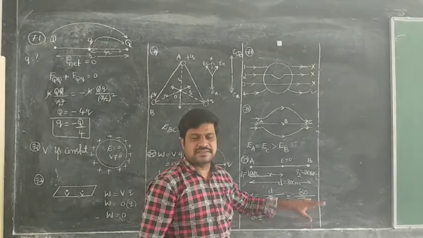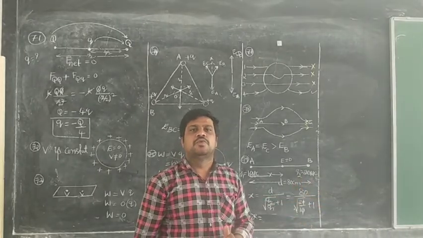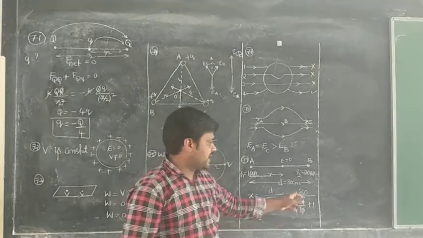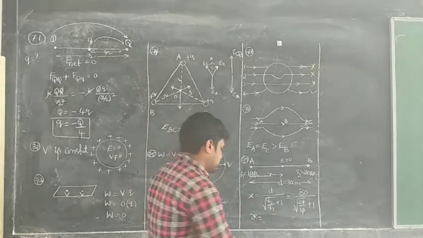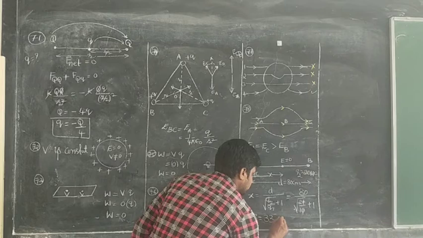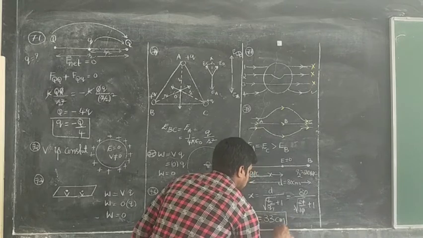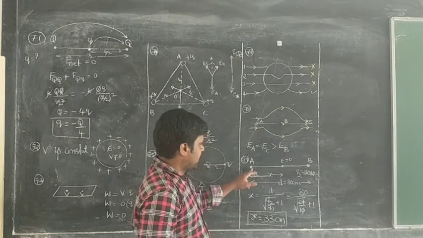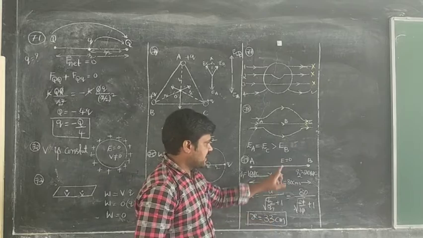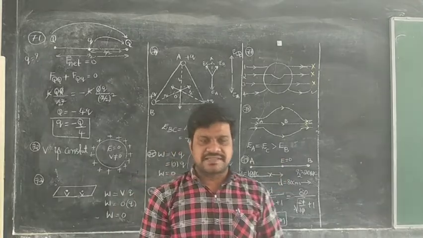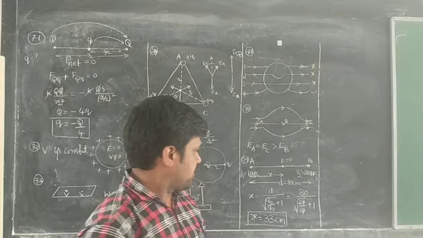1.414 plus 1 is how much? That is 2.414. 80 divided by 2.414, approximately, is 33 centimeters. So from point A at a distance of 33 centimeters, the net electric field is 0. Right? Now this is about the 79th problem.